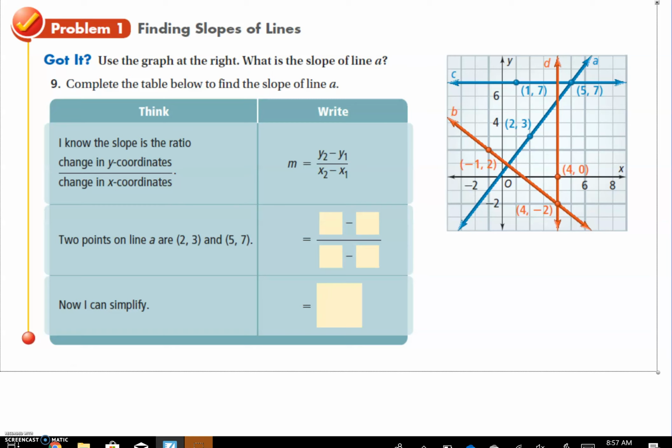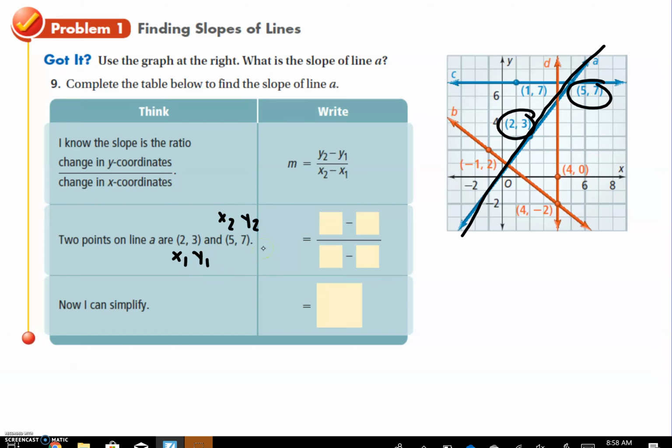Okay, use the graph at the right. What is the slope of line A? So line A has 2 points I can see. It has points (5, 7) and (2, 3). So let's first define what is x1, y1, what is x2, y2, so we can plug that into our formula.